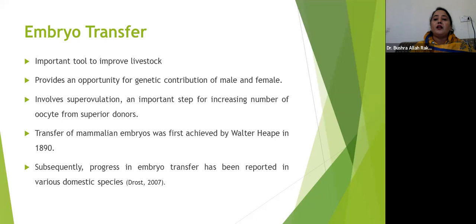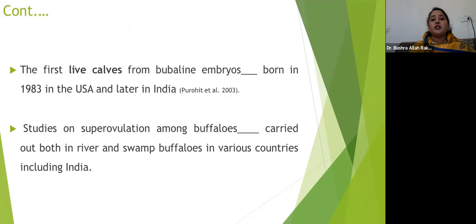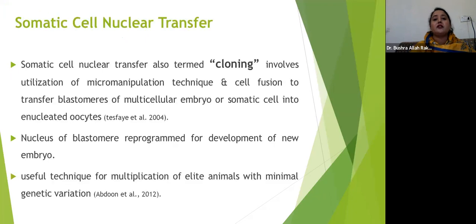We implanted the embryo of Punjab Urial into the local sheep, and we obtained a 3 months pregnancy, but after that it was not successful. But there are chances that we can make this technique work, and of course this technique has been successfully reported in many domestic species, and live calves have been obtained in river or swamp buffaloes in various countries, including India also.